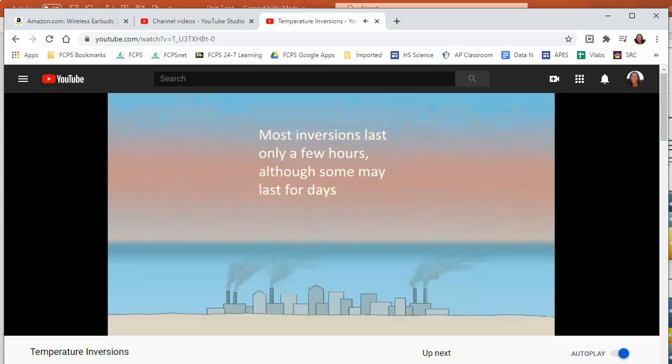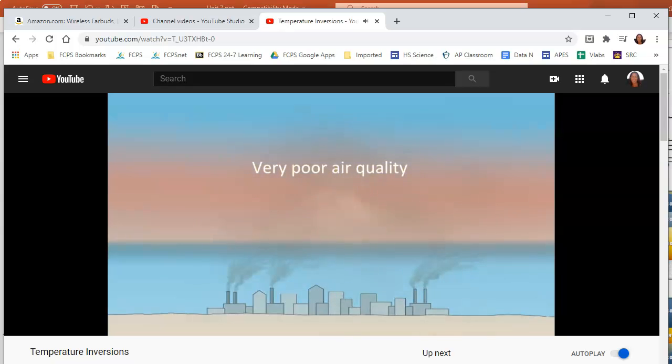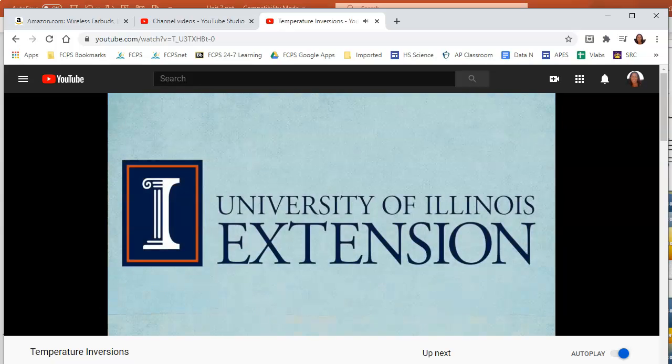Most inversions last only a few hours, although some may last for days. When this happens, it can cause very poor air quality as pollutants can build up.